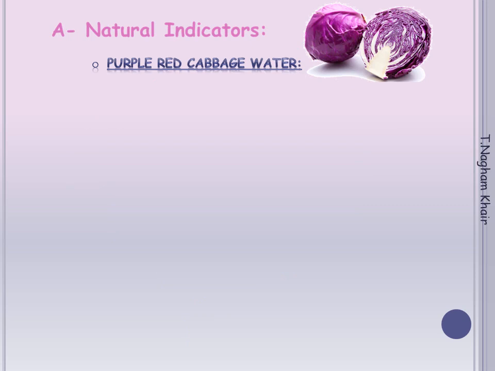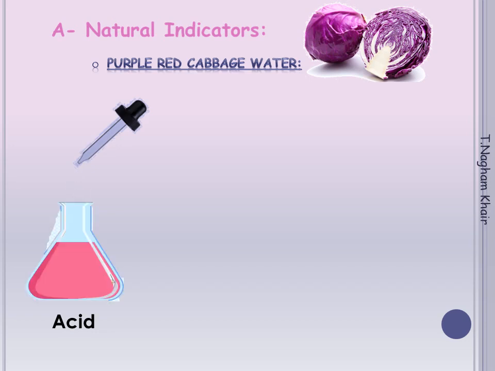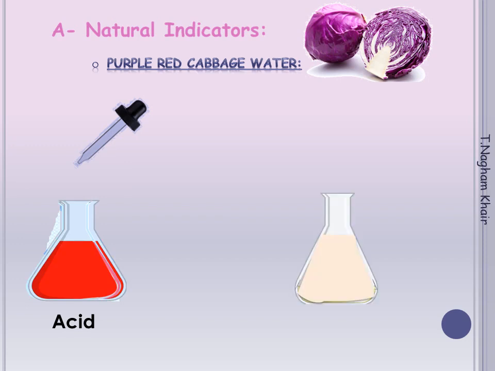First, we'll begin with natural indicator, and we'll take purple red cabbage water as an example. As we are saying, red cabbage has a purple color. If we take an acidic compound and add a few drops of purple red cabbage water, its color will become pink or red. However, adding red cabbage water into a base will give green or yellow color.